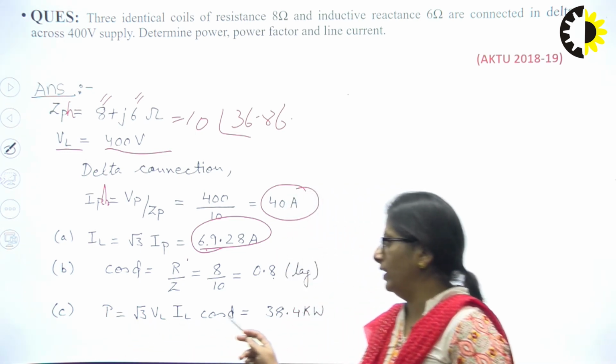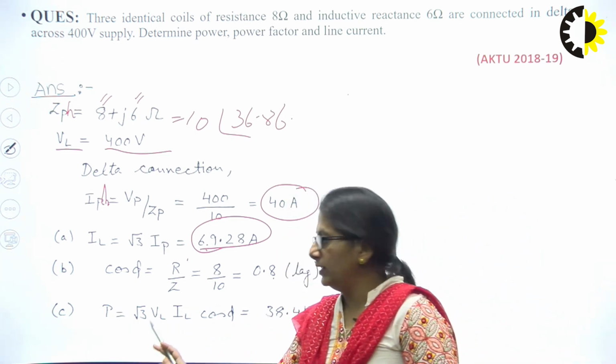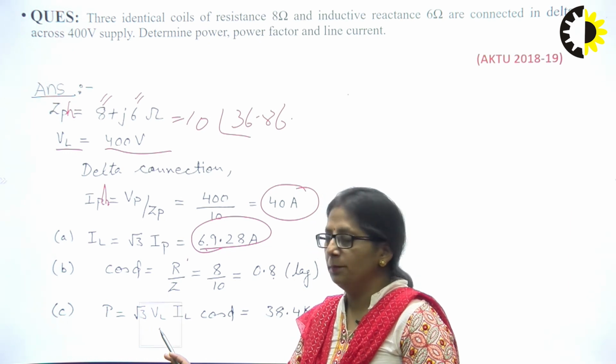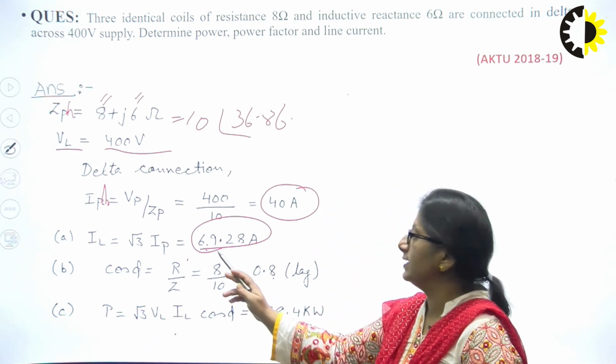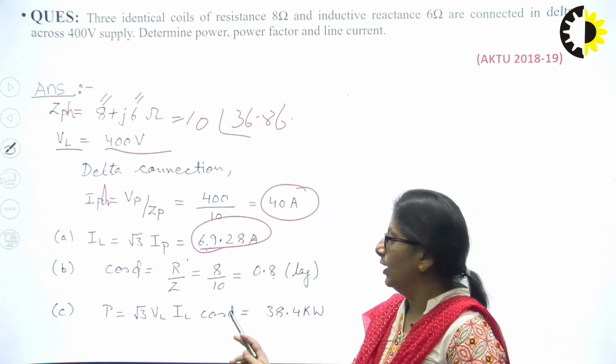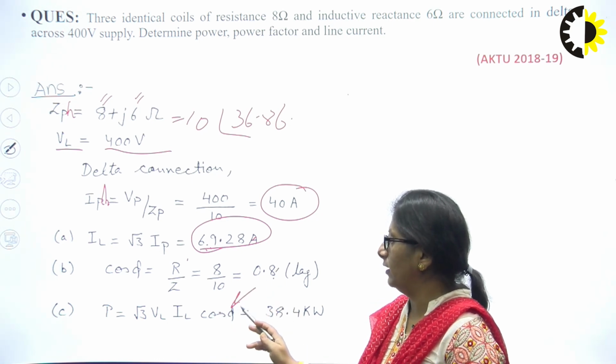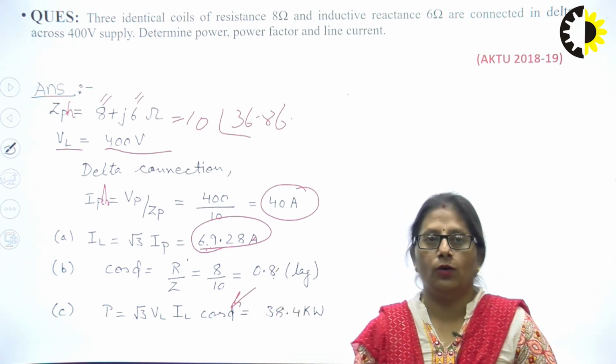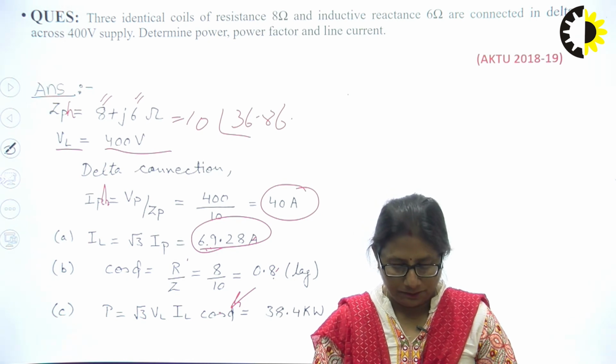Active power, root 3 VL IL cos phi. Just substituting that, root 3 VL is 400. IL, we just found out as 69.28. Cos phi, we just found out as 0.8. So that is 36.4 kilowatt.